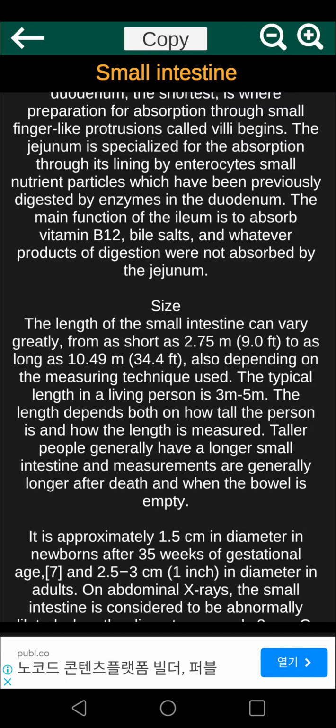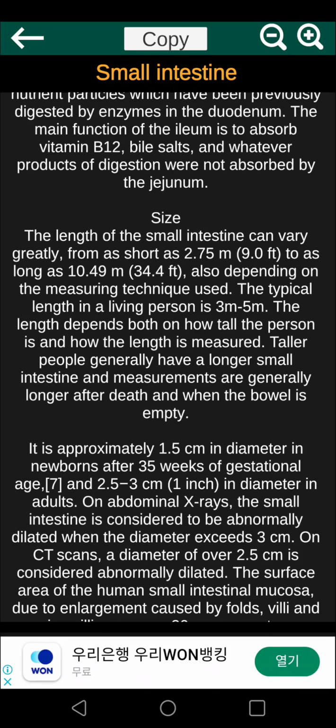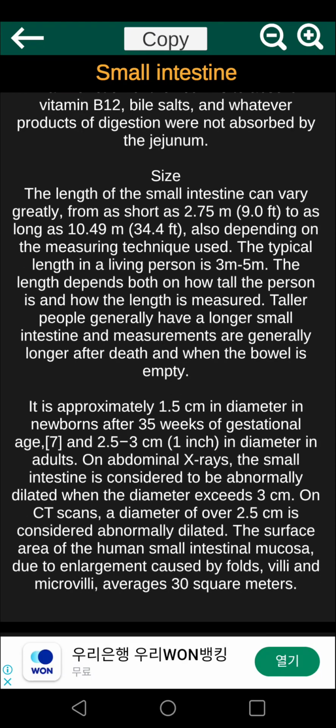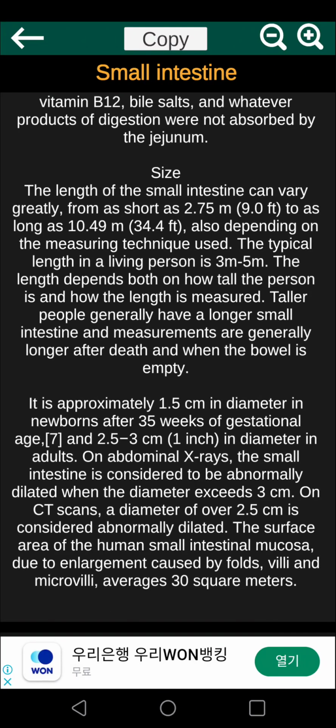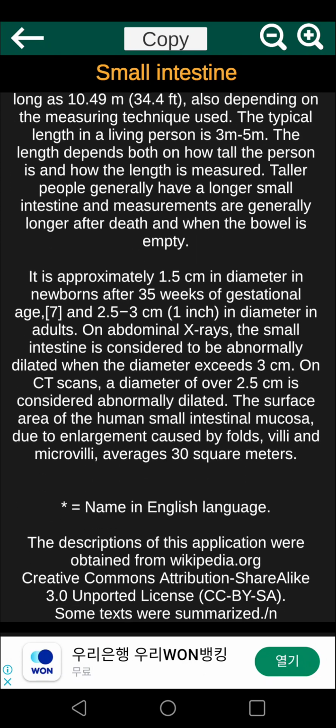The main function of the ileum is to absorb vitamin B12, bile salts, and whatever products of digestion were not absorbed by the jejunum. Imaging techniques used generally have a small role, such as abdominal X-rays and CT scans.